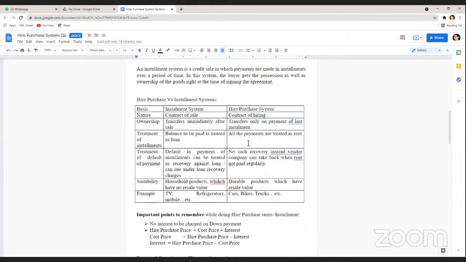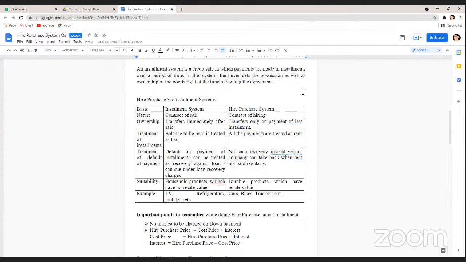Okay, and the hire purchase system is suitable for those goods which have resale value, are durable, cannot be destroyed, and can be insured. If you take examples like mobiles, televisions, refrigerators, household products or electronics, you don't have the resale value. They may be durable, but majorly you don't have the resale value. No one buys your mobile if you want to sell, and you will not get that as value.